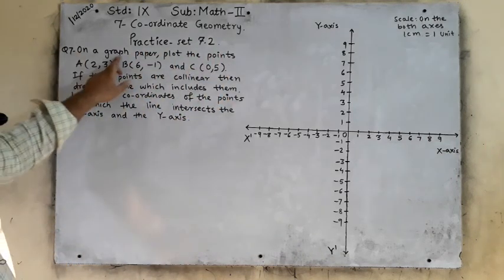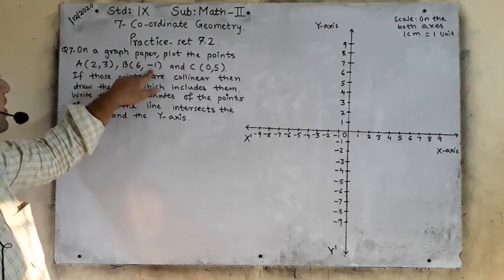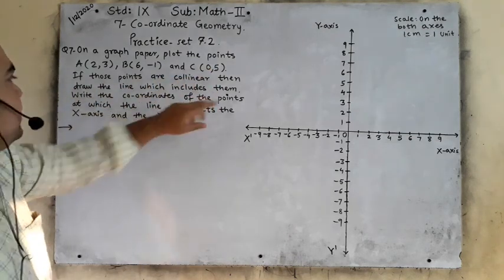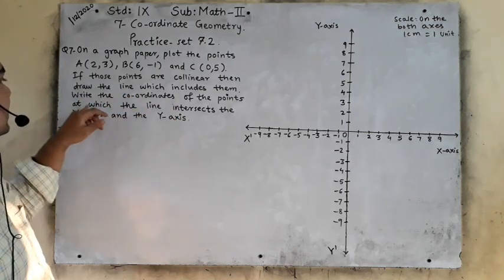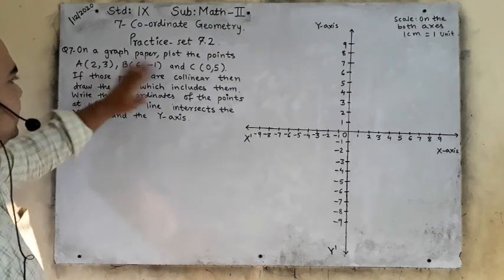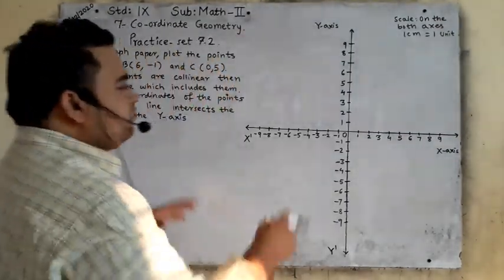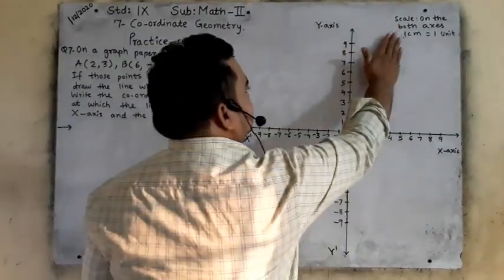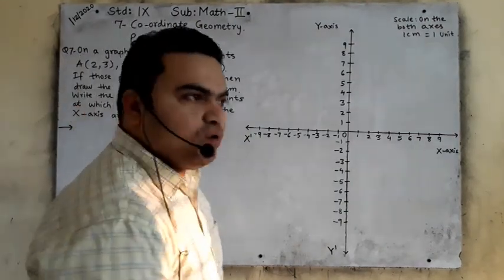See here, question number 7 of practice set 7.2. Read it. On a graph paper, plot the points A 2, 3, B 6, -1 and C 0, 5. If those points are collinear, then draw the line which includes them. Write the coordinates of the points at which the line intersects the x-axis and the y-axis. We will plot these points first on the graph paper. We draw the x-axis as a horizontal line and the y-axis as a vertical line. Then we mention the scale: on both axes, 1 centimeter is equal to 1 unit.